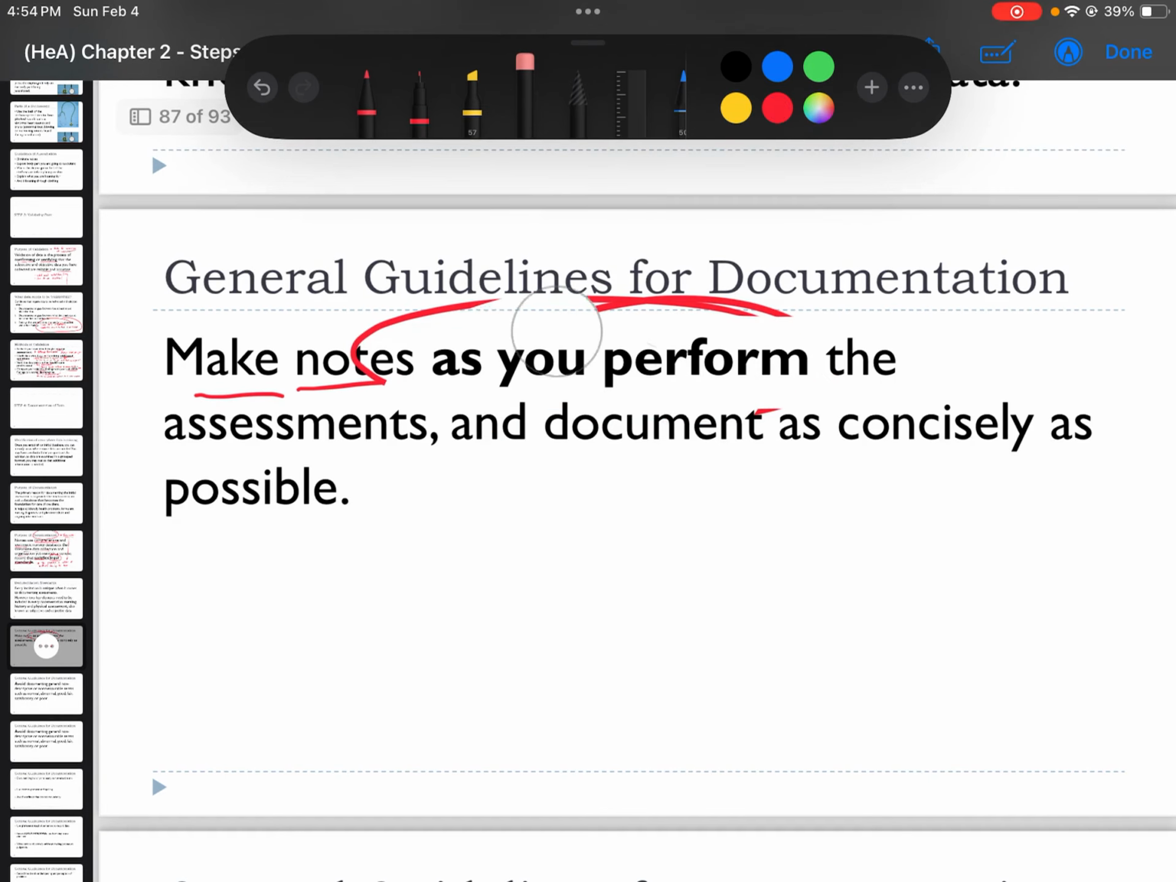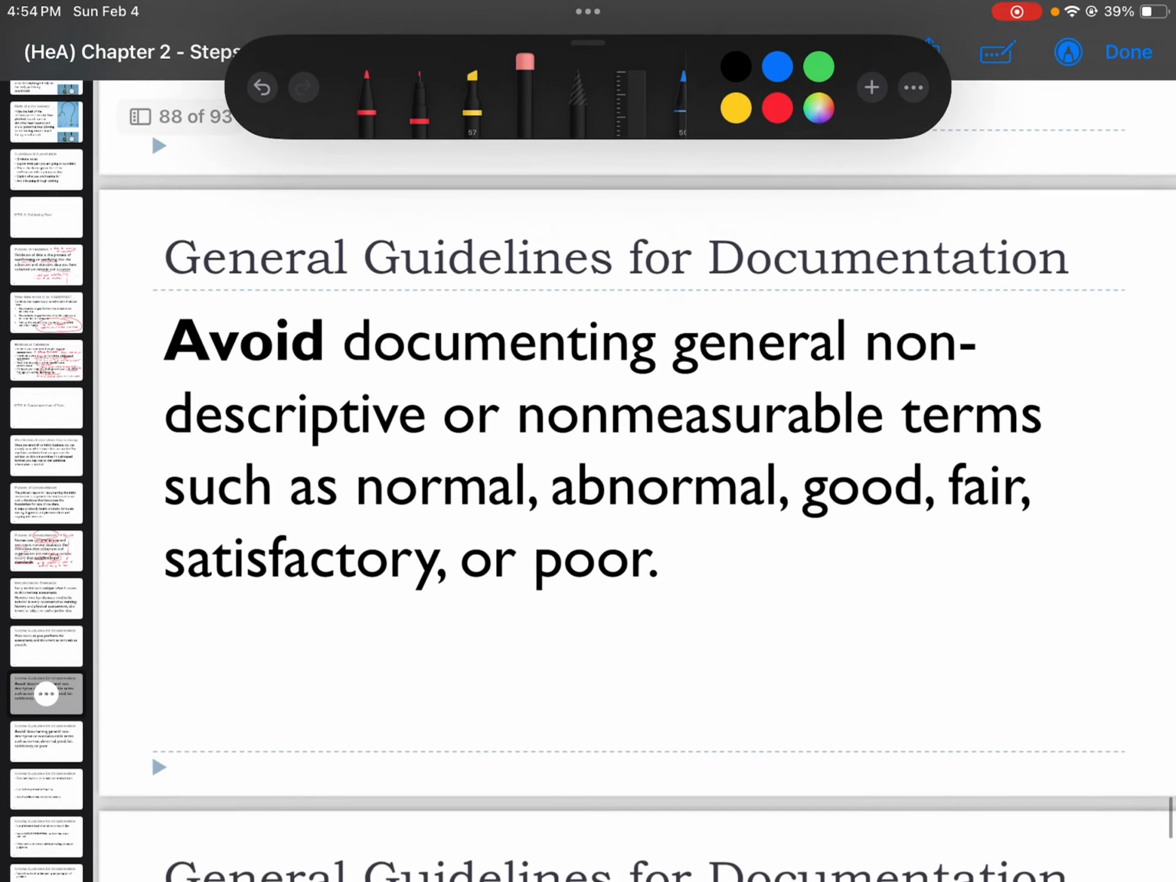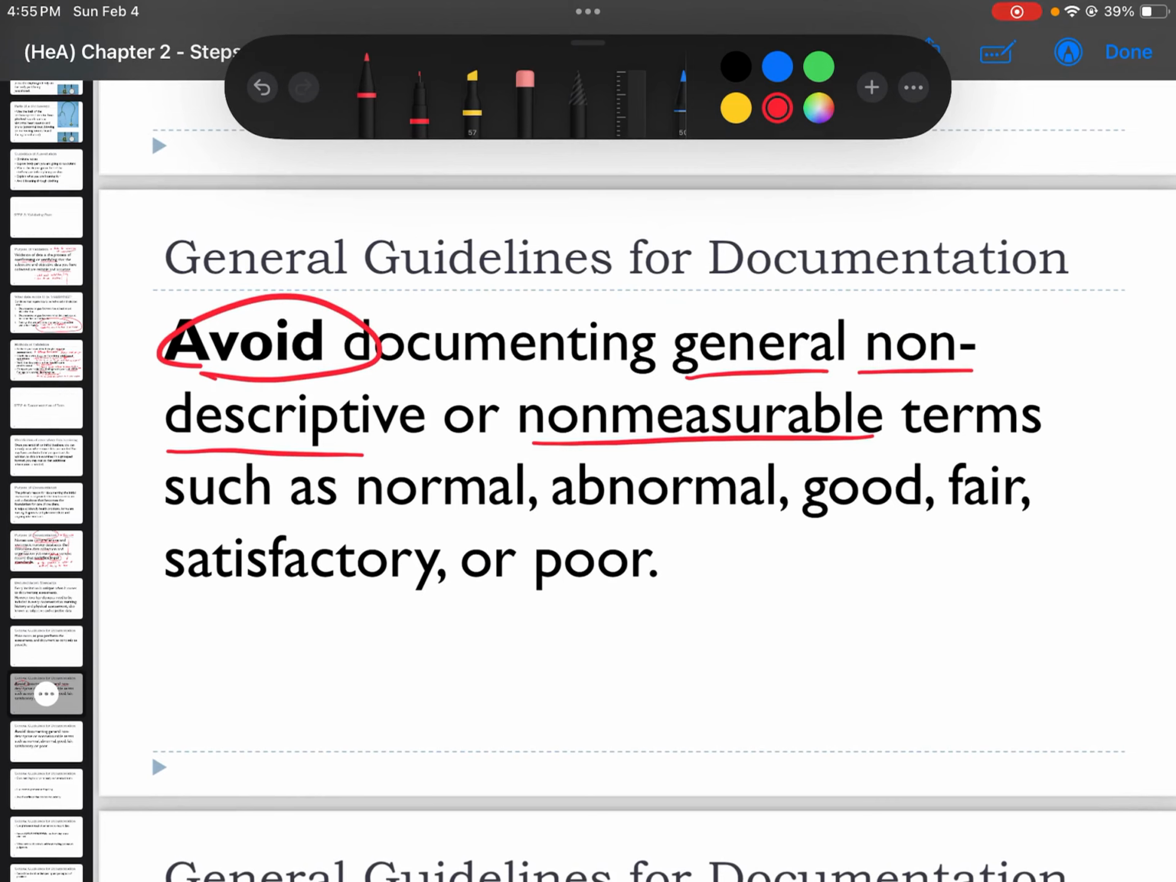So that you will not forget that you have assessed. Okay? Another guideline is to avoid documenting general, non-descriptive, or non-measurable terms. For example, class, do not document, for example, poor wound. Okay? Poor wound. Instead, you have to be detailed.